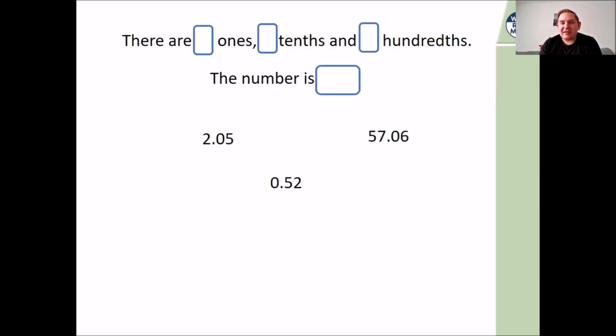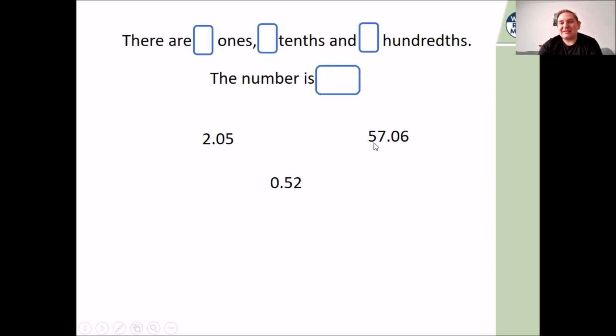Okay, so have a look at these 3 numbers here. Can you write down what they would be in this sentence? Pause the video and have a go at that now. Okay, so for 2.05, we could easily say that there are 2 ones, there are 0 tenths, and there are 5 hundredths. So the number is 2.05. For 0.52, we have 0 ones, 5 tenths, and 2 hundredths. So our number is 0.52.